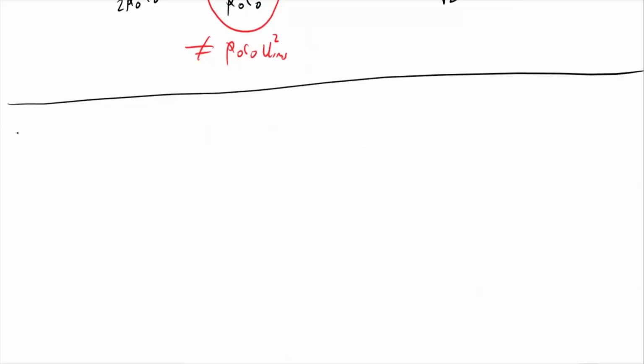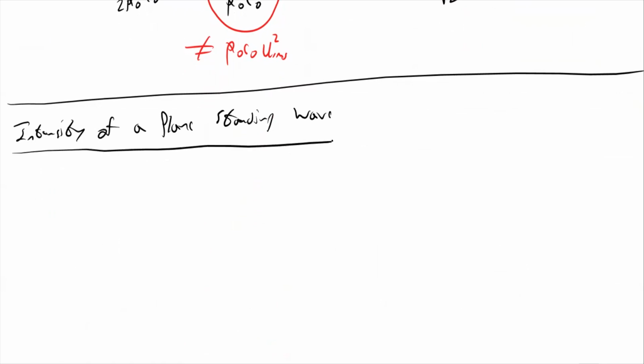Let's look at the intensity of a plane standing wave. We will represent a plane standing wave as two plane waves with equal amplitude traveling in opposite directions. So we have two plane waves: A e to the j omega t minus kx, plus A e to the j omega t plus kx. You see they have the same magnitude, but they're traveling in opposite directions.